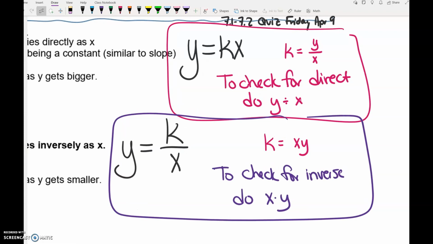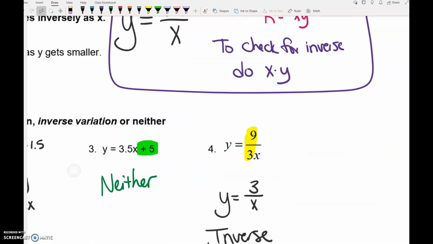So it seems kind of backwards, but that's because we're really doing inverse and direct variation backwards to see, is there a constant K value? So we're checking to see if y divided by x gives us a constant number, then it's direct. If x times y gives us a constant number, then it's inverse.